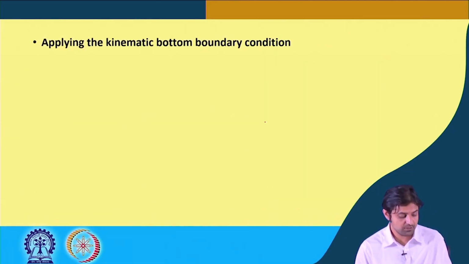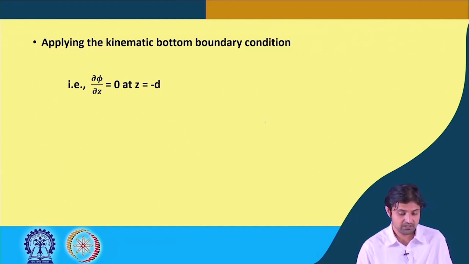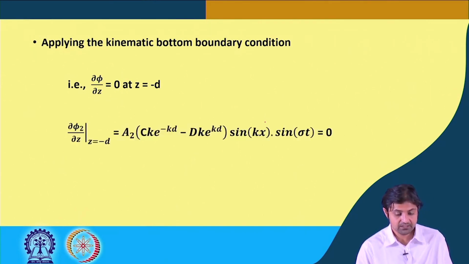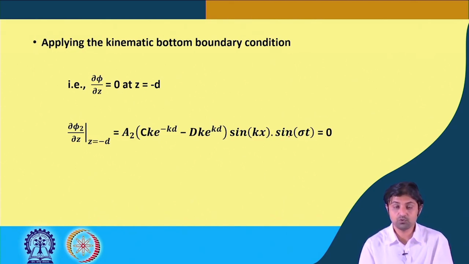If we apply the kinematic bottom boundary condition, which means if phi is the velocity potential, w is given by del phi del z, and that will be 0 at z is equal to minus d. If you apply that, del phi del z at z is equal to minus d will be a2 into c e to the power minus k d minus d k e to the power k d into sin kx sin sigma t is equal to 0, at z is equal to minus d. So now there is no z, but instead of z we have substituted d.